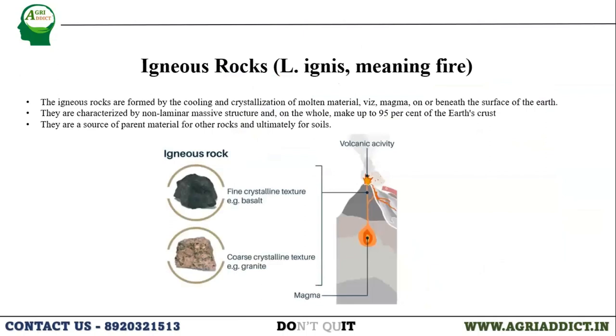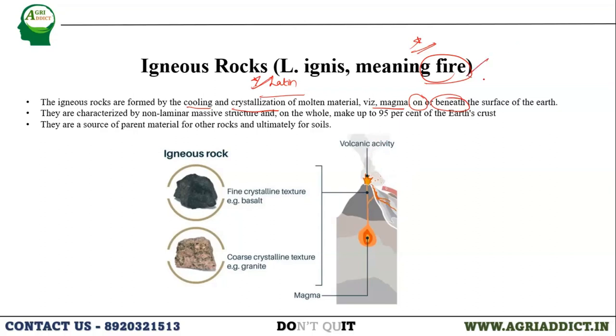In brief, igneous rock. Igneous rock is derived from a Latin word. Ignis means fire. This is very important. Latin word and fire. It is formed by cooling and crystallization of magma either on or beneath the surface of earth. Here we will see two types of igneous rock. As we saw earlier, magma will be cooled and crystallized to form igneous rock. But where this cooling and crystallization occurs will decide the formation of either intrusive or extrusive igneous rock.